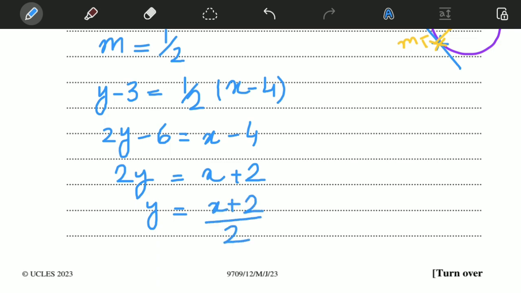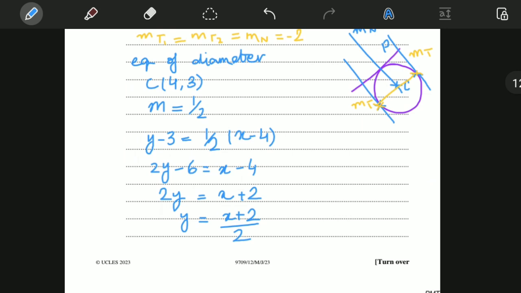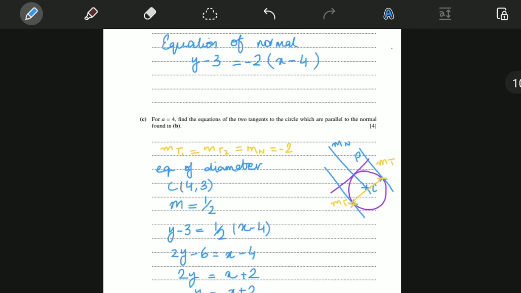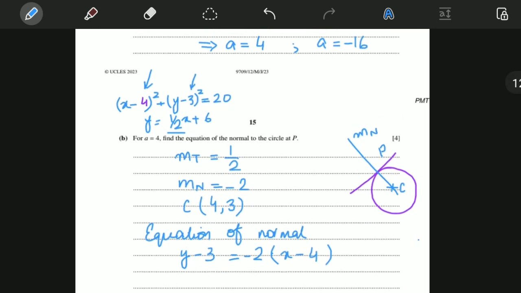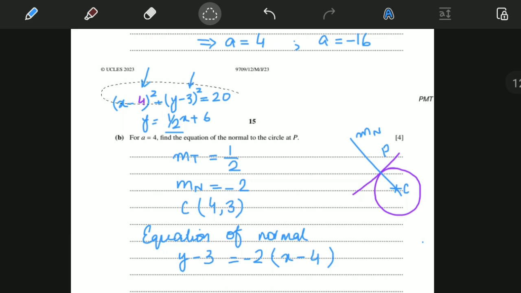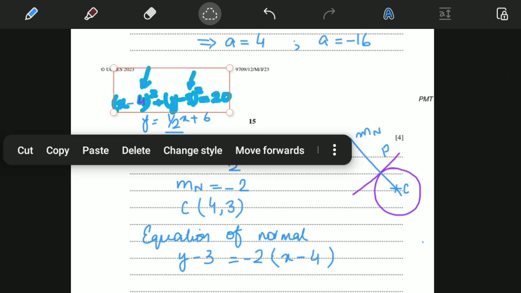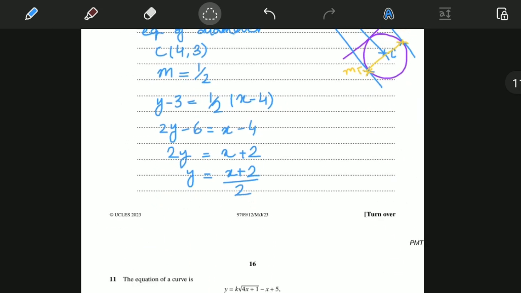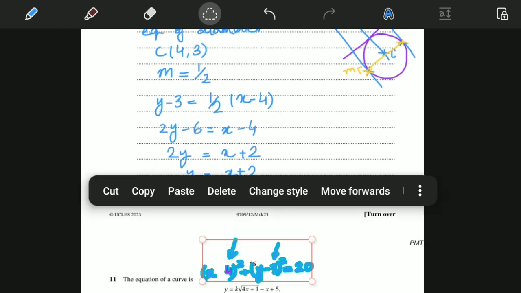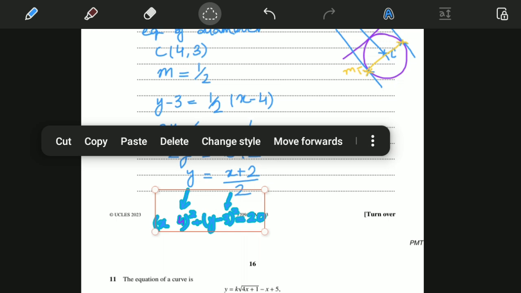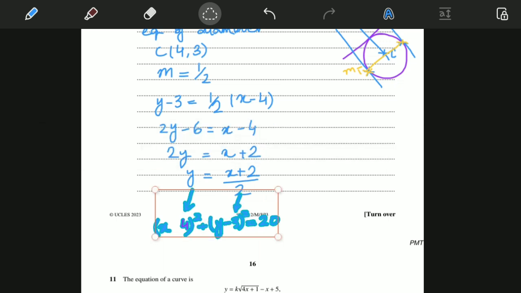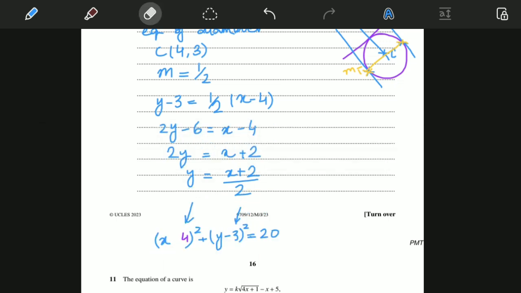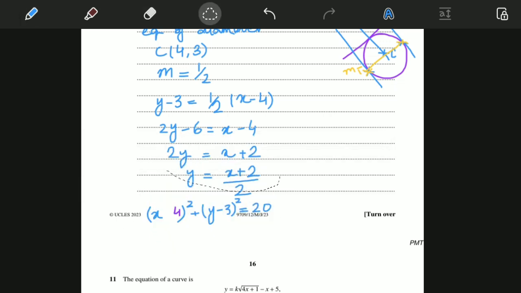Why am I getting this in the y form? Because we have to equate it with the equation of the circle, and in the equation of the circle we have to put the value, put the equation of y in it. So let's arrange everything a bit.